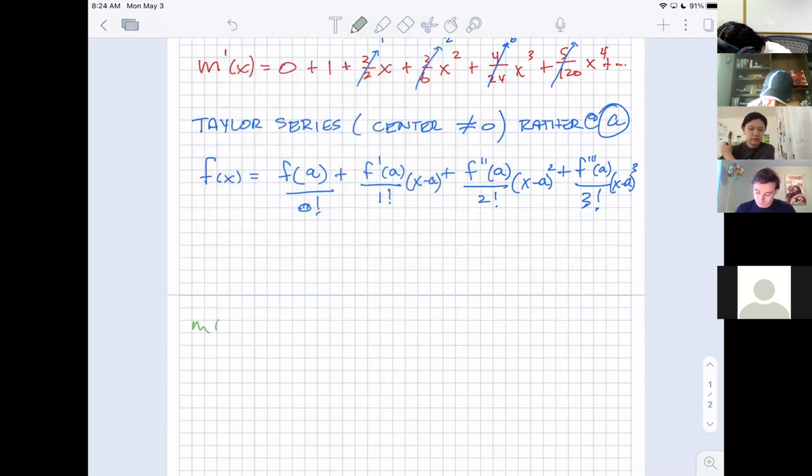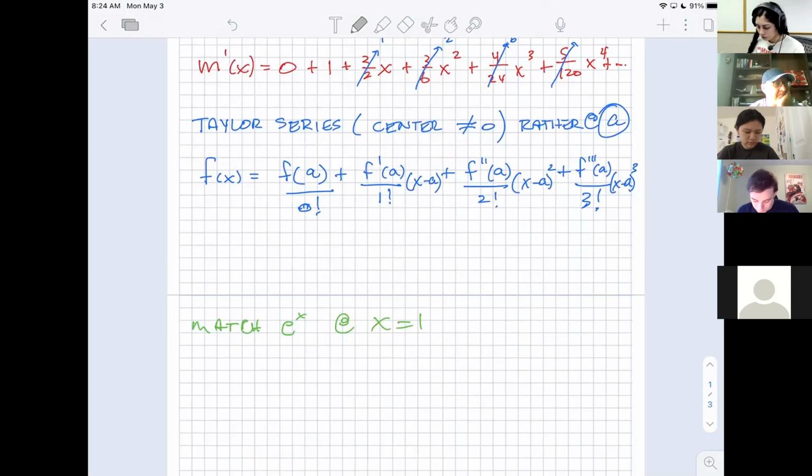Let's try to match e to the x, but at x equals 1 this time. Your book will say centered at 1. Again, I think centered is the wrong way to say that. It's more like a match. Let's match e to the x at x equals 1. Okay, let's see what happens this time.